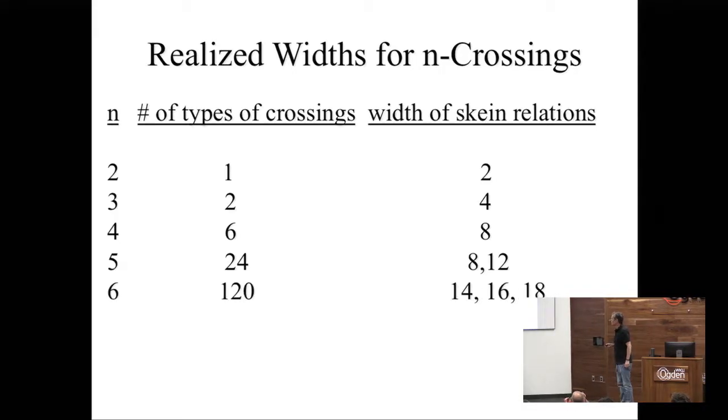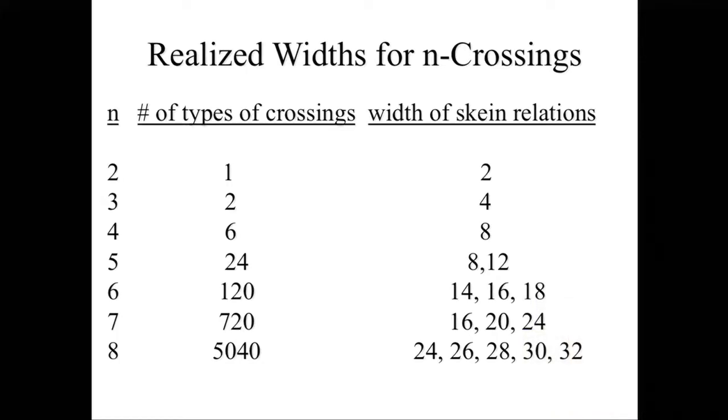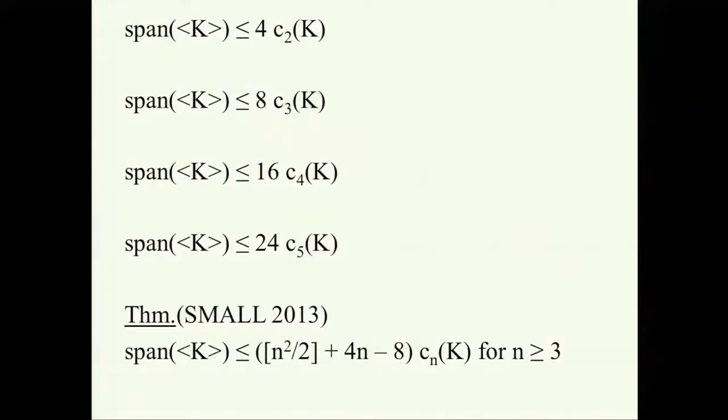When n equals 6, there are 120 different crossings, and they can have these widths. N equals 7, 720 crossings with these widths. N equals 8, this is as far as we went. 5,040 different 8 crossings, okay? Those are all the possible ways you could create 8 crossings, and they have all these different widths. So that makes things get messier as you go up.